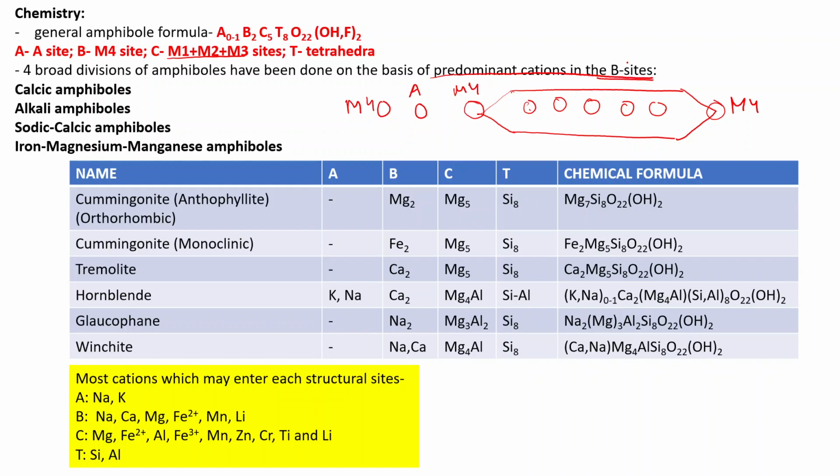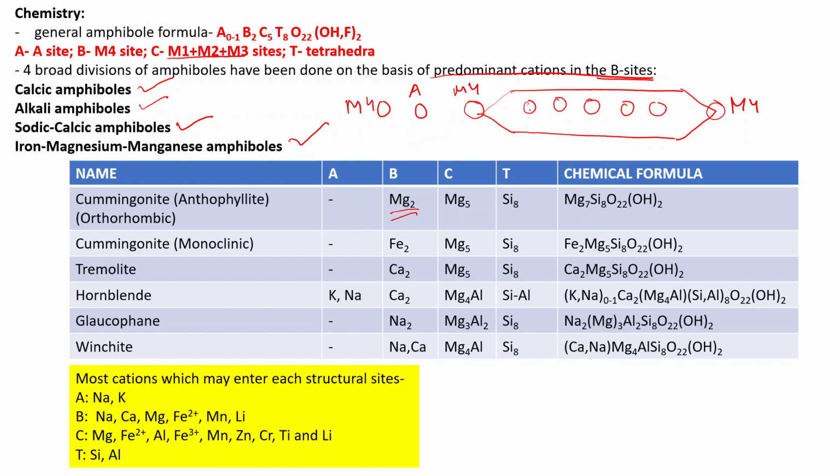Four broad divisions of amphiboles have been made on the basis of the predominant cations in the B site, which is the M4 site. So what are those? We can have calcic amphiboles, alkali amphiboles, sodic-calcic amphiboles, and iron-magnesium-manganese amphiboles. So let us look at them. If we have orthorhombic anthophyllite or cummingtonite, then it does not have a cation in the A site, but the M4 site has 2 Mg.